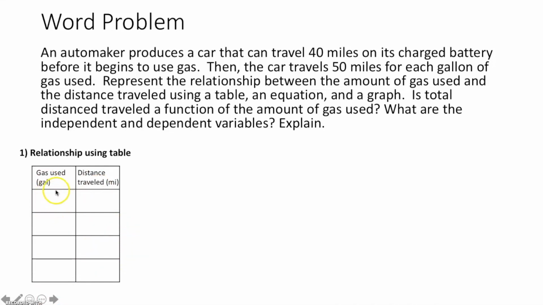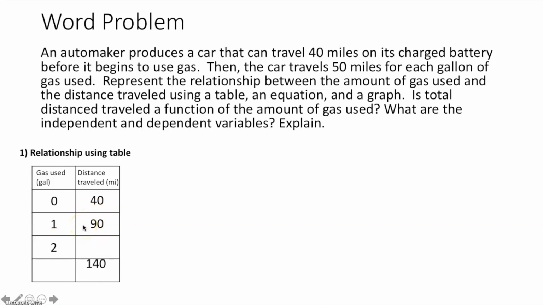If I go with 0 gallons of gas, how far can I travel? Well, it says 40 miles is how far we can go on a charged battery before it begins to use gas. So before using any gas, 0 gallons of gas, you can travel 40 miles on that battery. Then after you use 1 gallon of gas, how far can you go? Well, it says the car travels 50 miles for each gallon of gas used, meaning that if we use 1 gallon of gas, we could travel 50 miles on that. But we already started with our 40 miles, right? With 0 gallons of gas, we drove 40 miles. Then on top of that, we used a gallon of gas to travel another 50 miles. So this should be 40 plus 50, which is 90. Next, we use another gallon of gas and we travel another 50 miles.